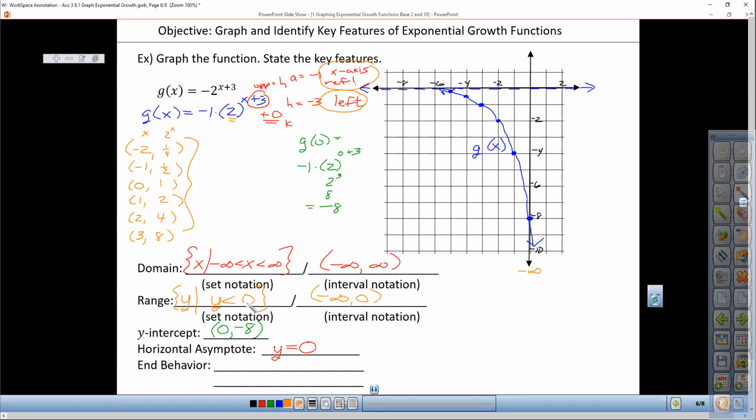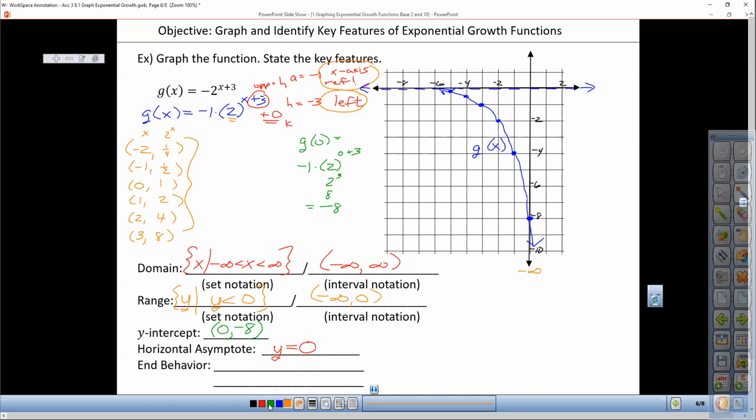Now, how this connects to your function. Remember that I mentioned your range is going to be either greater than your k or less than your k. So our k was 0. So it makes sense that our range involves that 0. Once I realized I had an x-axis reflection, that put all of my points below y equals 0, which gave me a range of y's less than 0. That's how I could do it without the graph.